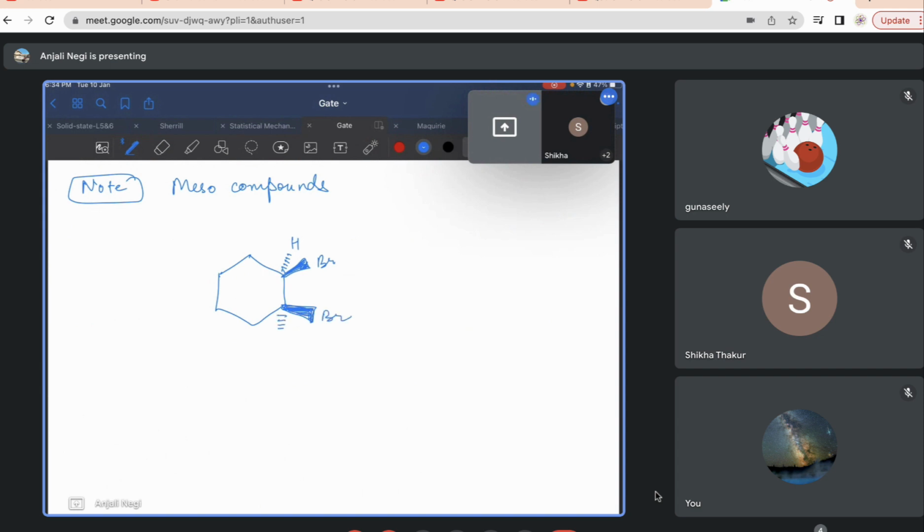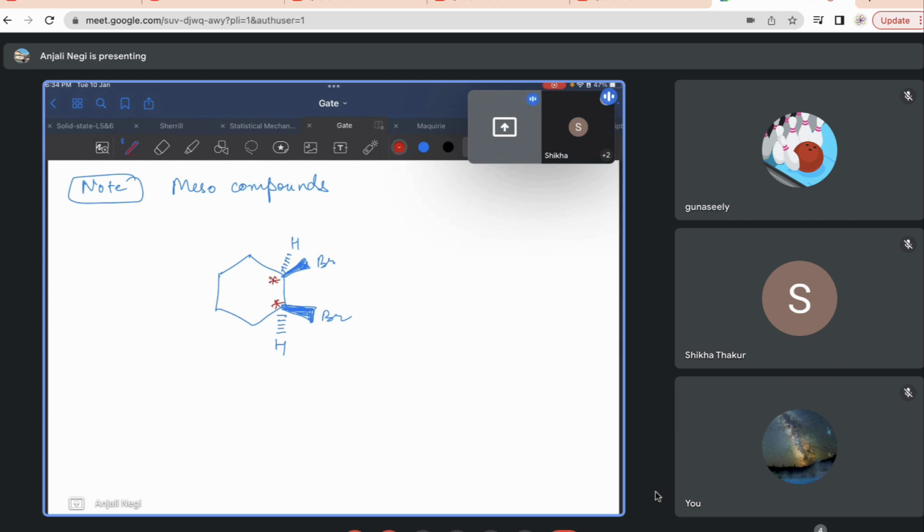Bromine, hydrogen. Now, if I say that this carbon is chiral, and this carbon again is chiral, having four different groups, so I have two chiral carbons in my molecule, but still they are not optically active, because the mirror image, whatever it will show, they both are superimposable and are actually the same molecule.